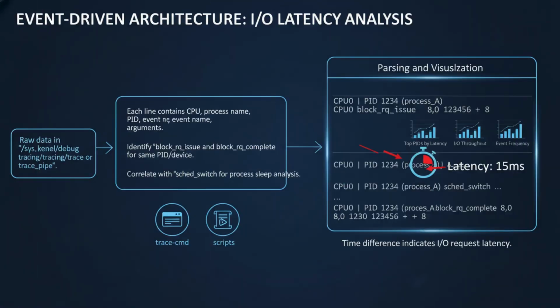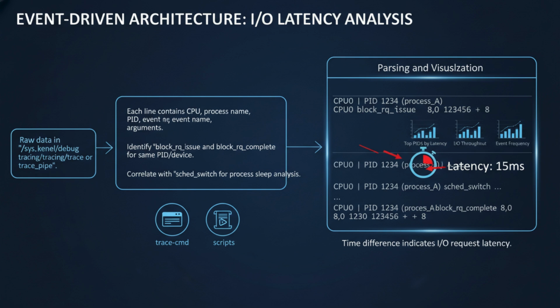Once you've captured trace data, the next crucial step is to analyze it. The raw trace data is typically found in /sys/kernel/debug/tracing/trace or can be streamed live from /sys/kernel/debug/tracing/trace_pipe. The output is a highly detailed, time-stamped log of kernel events. Each line in the trace log will contain information such as the CPU it ran on, the process name, its PID, the event name, e.g. block_rq_issue, and event-specific arguments, e.g.